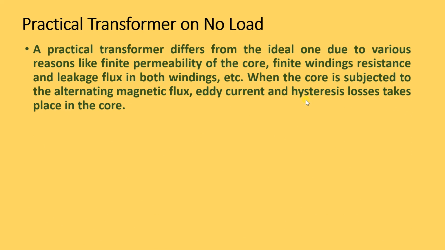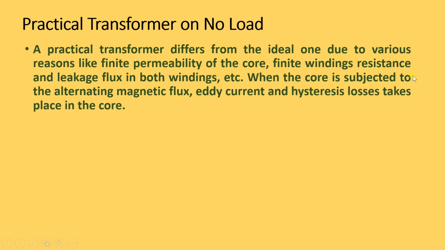A practical transformer differs from the ideal one due to various reasons, like finite permeability of the core, finite winding resistances, and leakage flux in both windings. As we have the primary and secondary windings, we have the winding resistances as well as the leakage flux in both the windings in practical transformers.